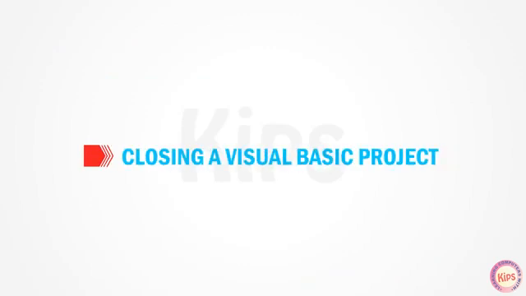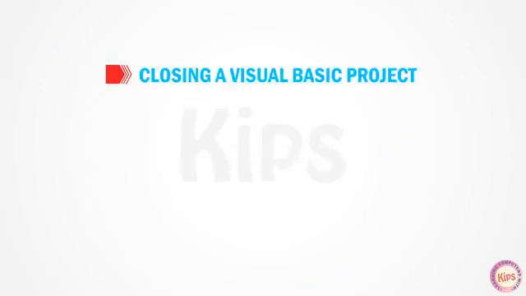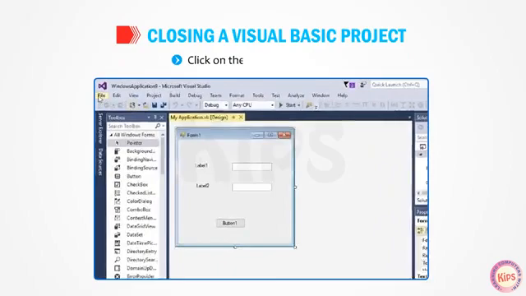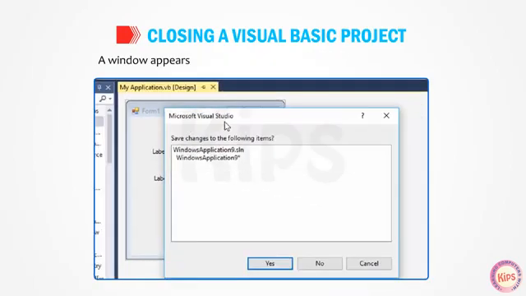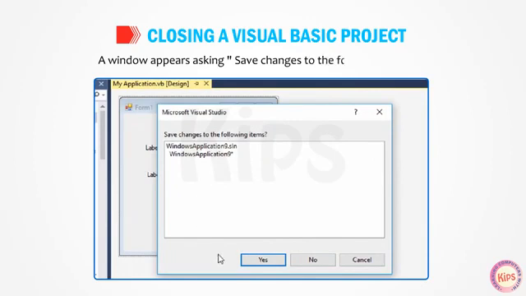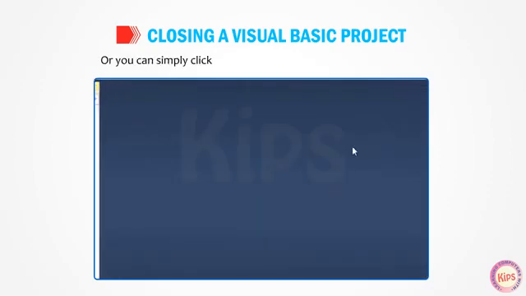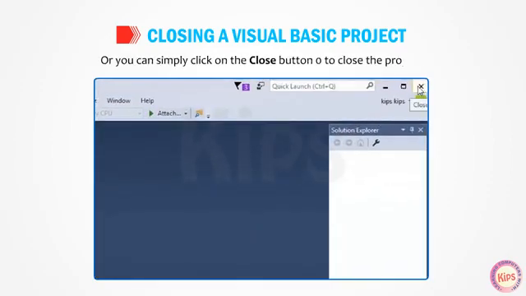Okay, now let us learn how to close a Visual Basic project. Click on File, then Close Solution. A window appears asking Save changes to the following items. Click on the Yes button. Or you can simply click on the Close button to close the project.